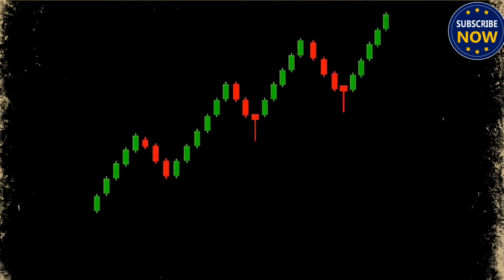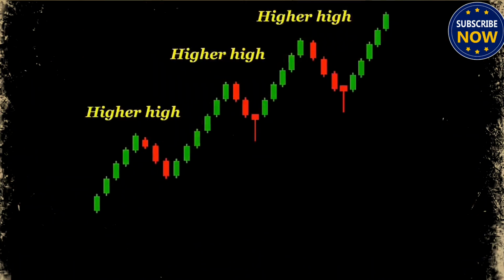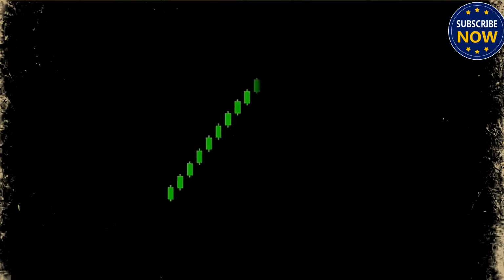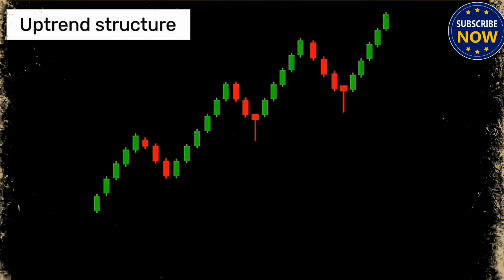When the market is moving up, it starts forming what we call higher highs and higher lows. This type of movement is known as an uptrend, and it clearly shows that buyers are in control of the market. However, it is very important to understand that an uptrend does not move in a straight line. The market does not go up continuously without stopping. Instead, it moves in a repetitive cycle.